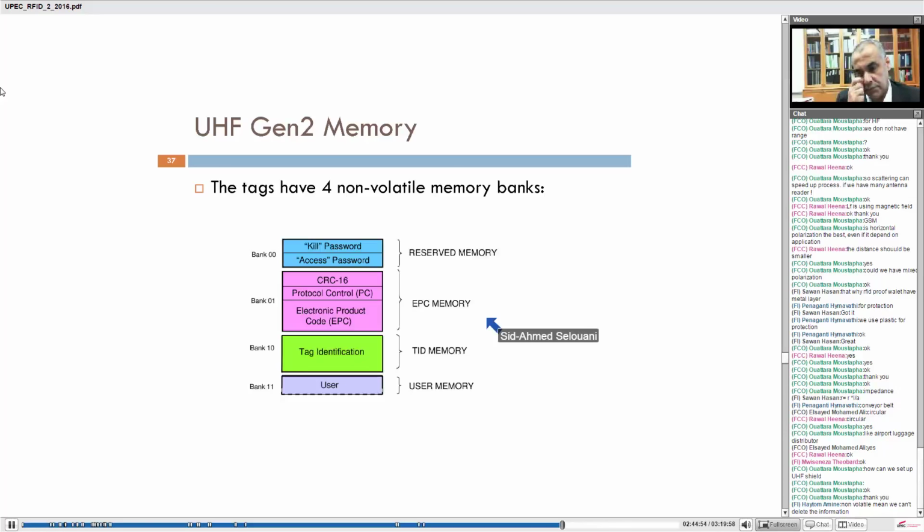So in bank 00, you have the reserved memory. In bank 01, you have the EPC memory. And in bank 10, you have the TID memory. And then the user memory.